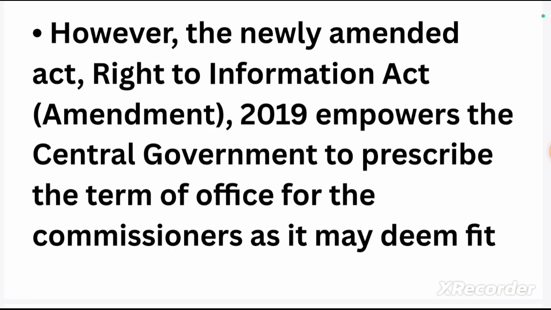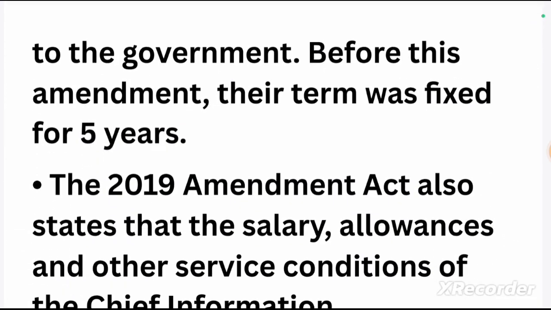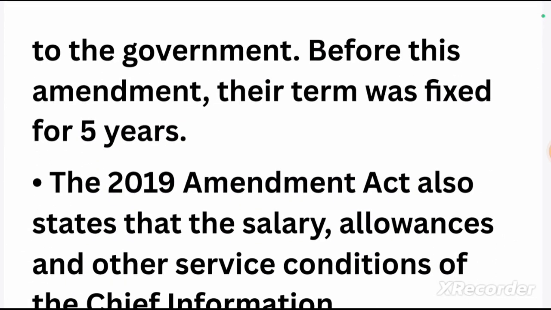However, the newly passed Right to Information Amendment Act 2019 empowers the central government to prescribe the terms of office for the commissioners as it may deem fit. Before this amendment, their term was fixed at 5 years.